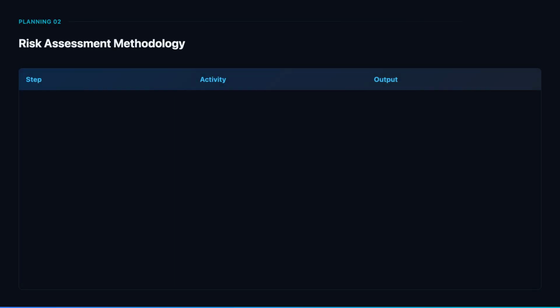Risk assessment in ISO 22301 follows a structured methodology. Here are the key steps and what each delivers. Step 1 is identifying and prioritizing your critical assets. These include information systems, people, facilities, and equipment. The output is an asset register ranked by how important each asset is to your priority activities.